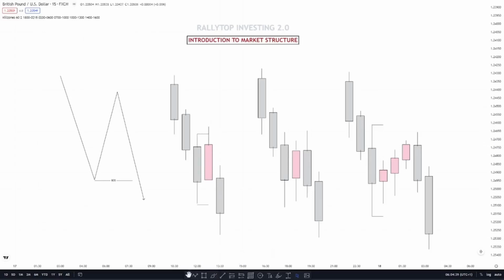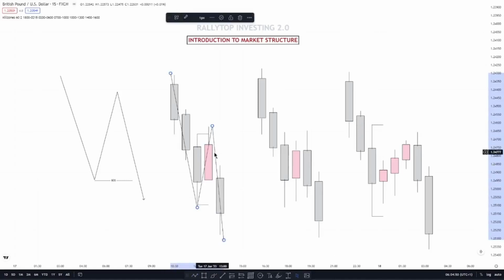Let me show that to you now. It's a valid pullback, guys. I need you to understand these things. These are simple concepts. Don't overcomplicate things. Now, that is your structure in the market. That is your bearish structure in the market, guys.